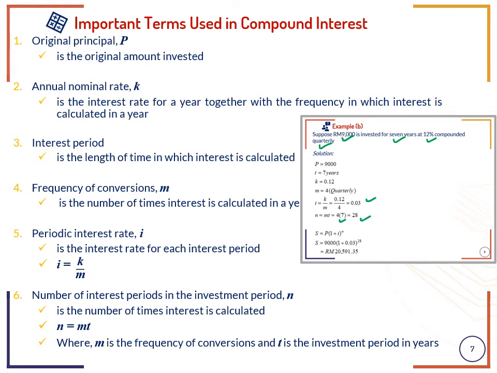From the formula of S equals P(1 plus I) power of N, replace the value of P with 9,000, I with 0.03, and N with 28. Therefore, the amount at the end of 7 years is equal to 20,591 ringgit 35 cents.